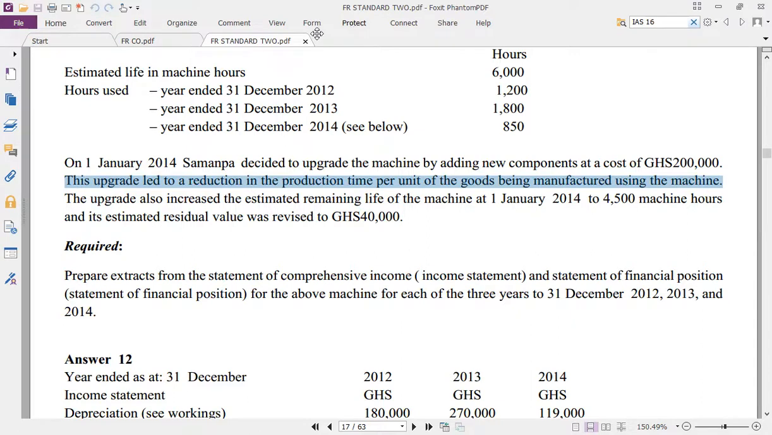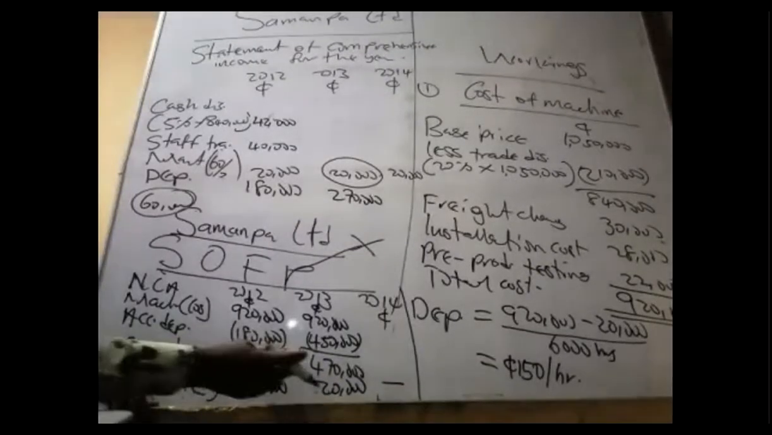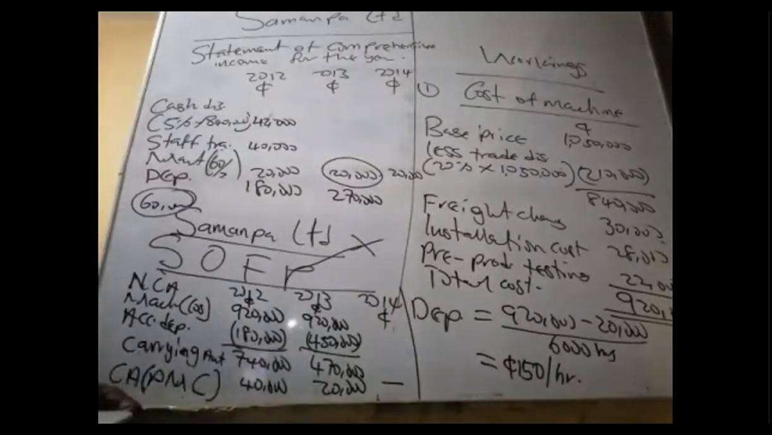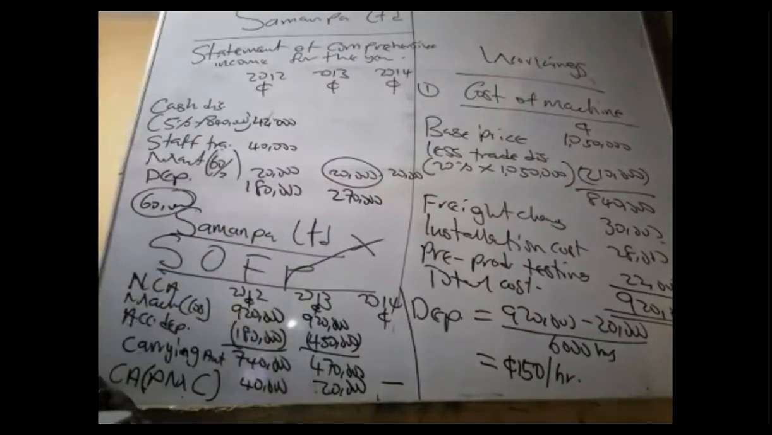So this 200,000 should be added to the current amount of the asset at the date of the upgrade. The upgrade took place on 1st January 2014, which is practically the same as 31st December 2013, just one second different. So we take the closing balance as the current amount. The current amount here is 470, so after the upgrade, we'll add 200 to it.